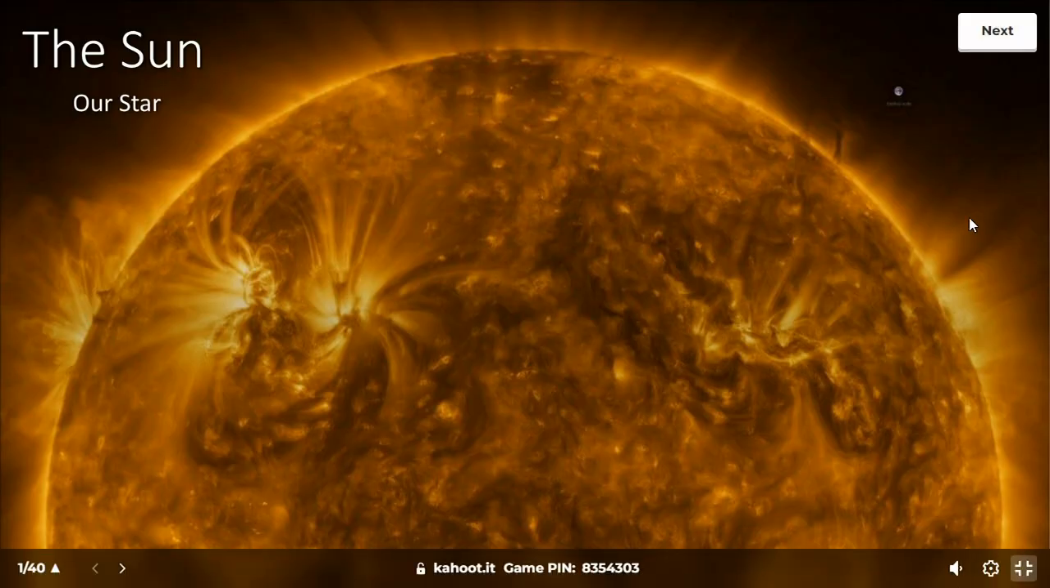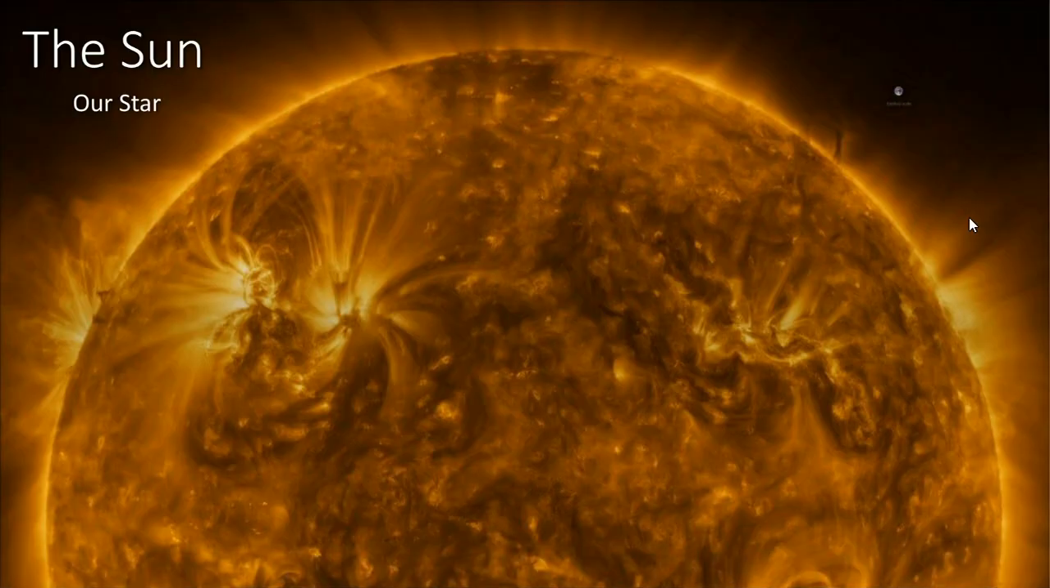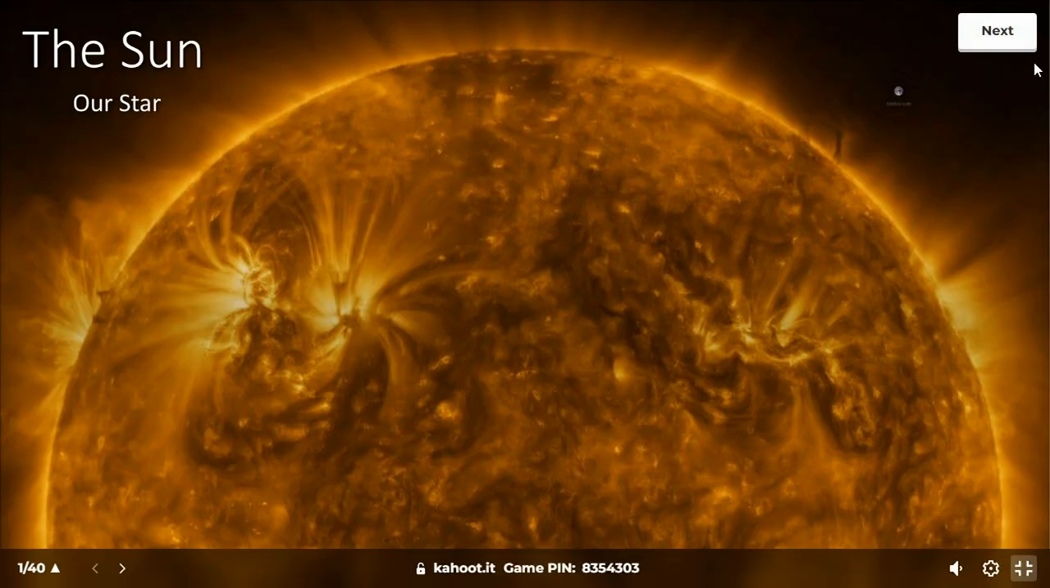And again, the sun is just very big compared to the size of the Earth. So the Earth is the little dot in the top right corner.